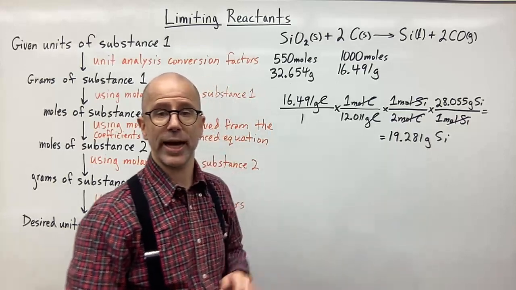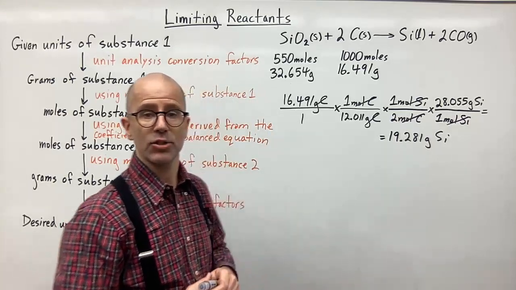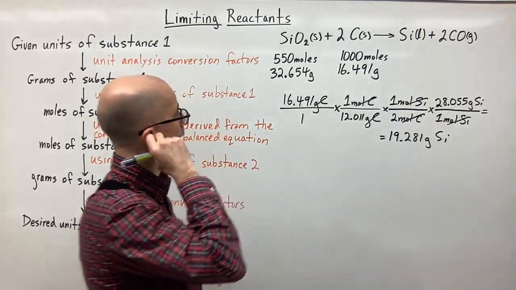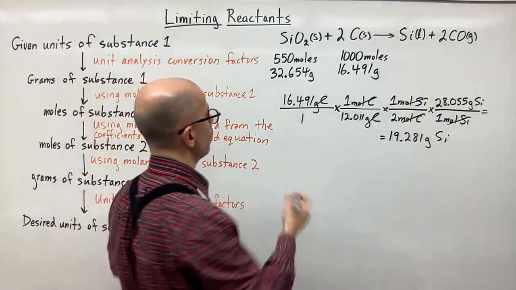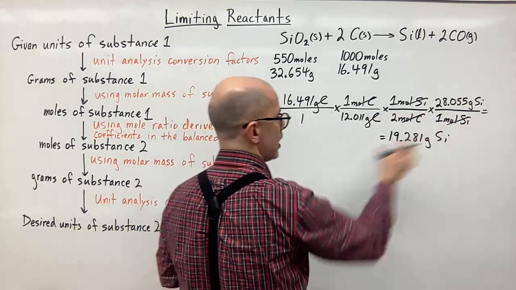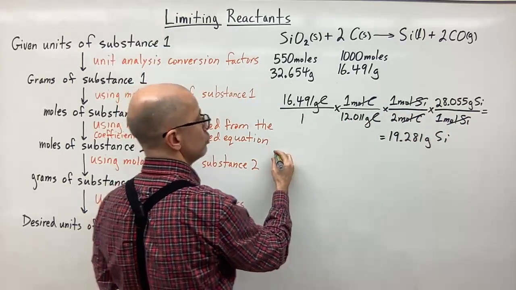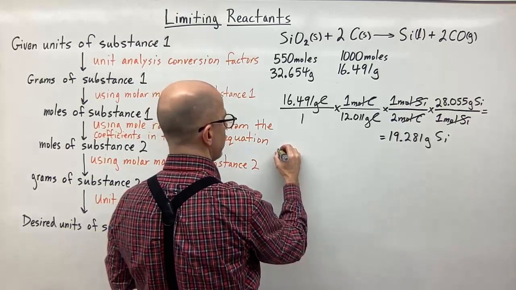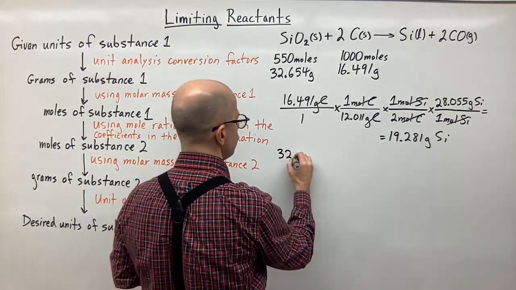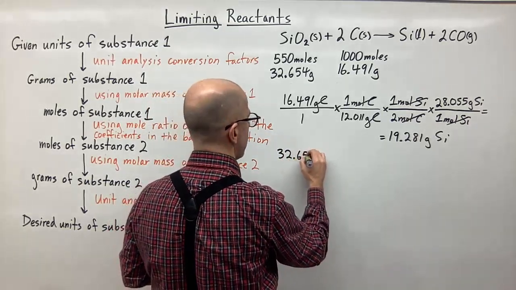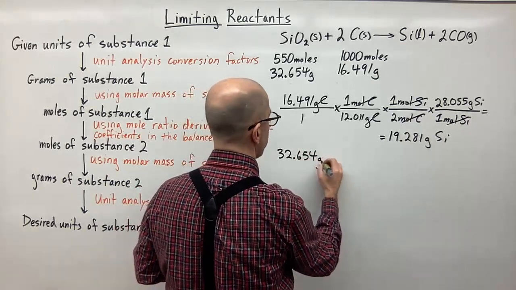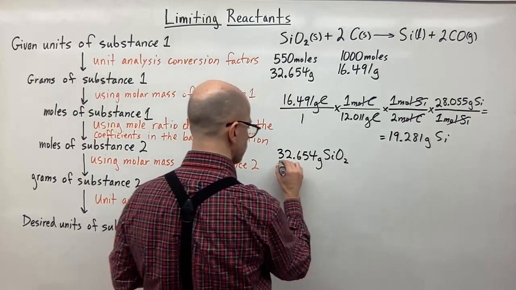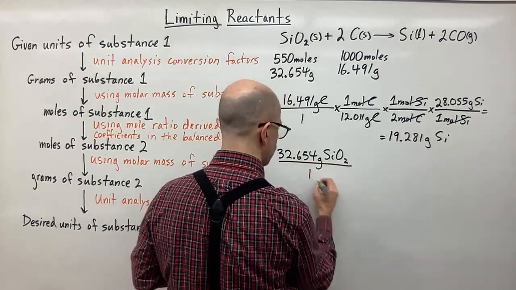Okay, now let's look at the SiO2 amount. So they gave us 32.654 grams of SiO2. So we're going to convert that. We're going to do the same steps. We're going to convert that to grams of silicon. So let's go ahead, 32.654 grams of SiO2 over 1.